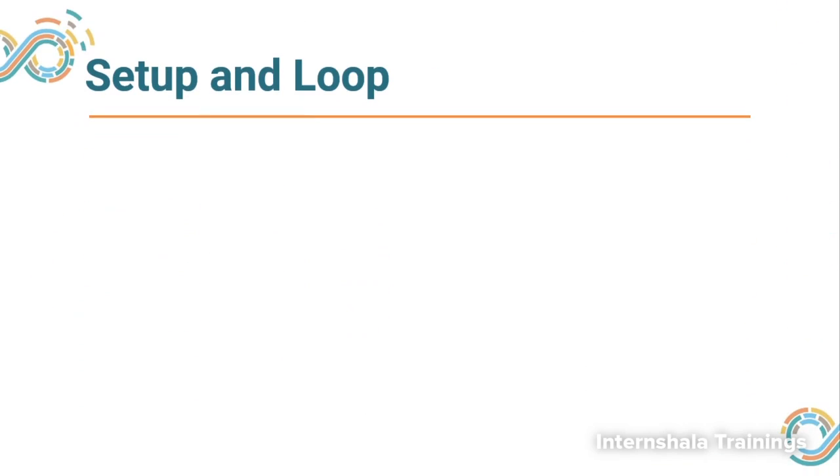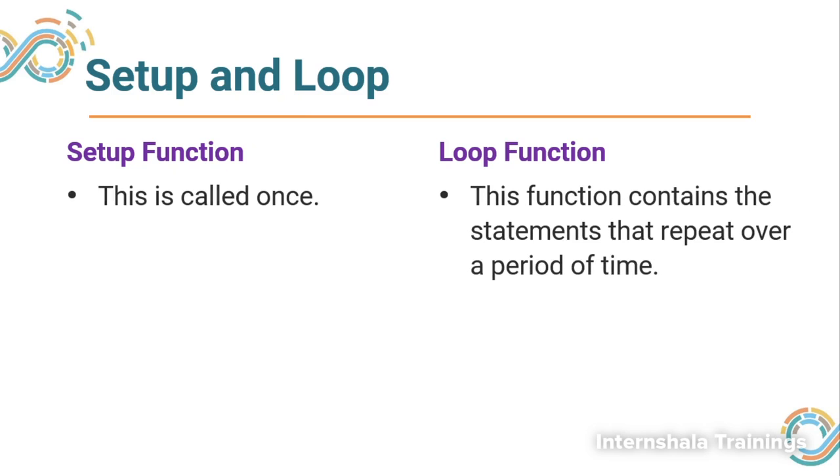So let us see what are those two functions. These two functions are setup and loop. Setup function and loop function. Setup function is basically to set the things up for initialization if we talk technically. So if you want to set up some initial conditions, you want to define some variable values, some global variables, you do that in setup function.